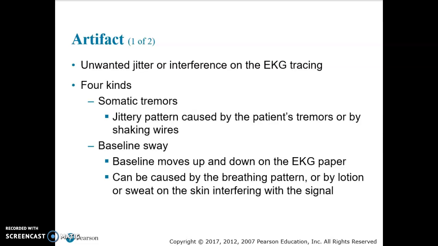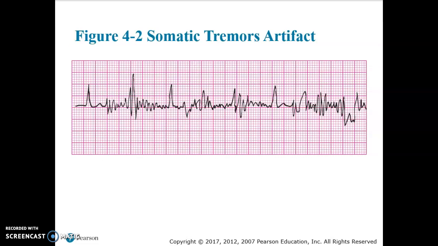The first artifact that we're going to talk about is somatic tremors. I'm going to show you on the next slide. This is an example of somatic tremors. Somatic means the body is shaken. The patient could be running a fever, they could be cold. The patient basically is tremoring here. It's a jittery pattern caused by patient tremors or by shaking the wires.